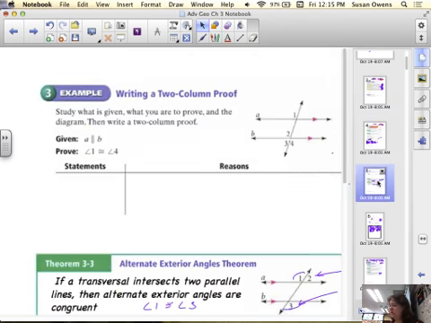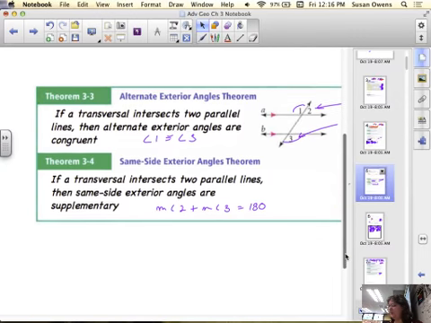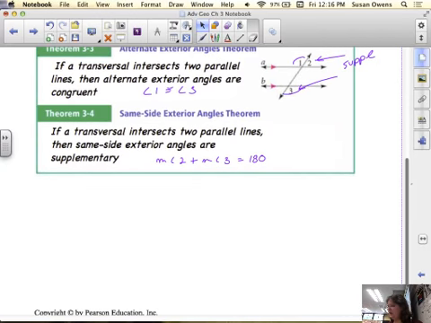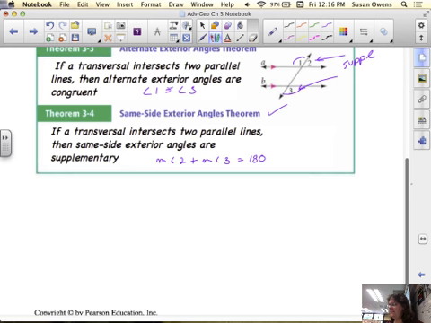Okay. For this proof, since it's another alternate interior one, I'm going to leave this one, and if you need help with it, come see me at some point and I can show you how to do it. But I want to do one of the ones that is a supplementary one. So at the bottom of the paper, I am going to prove the last theorem. I'm going to prove the same side exterior angle theorem. Okay, so this one I don't have anything to start with, so I'm going to start with a diagram.